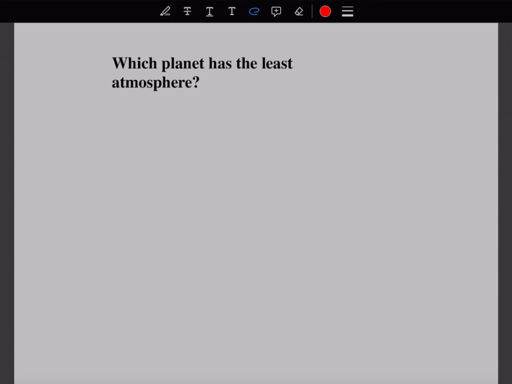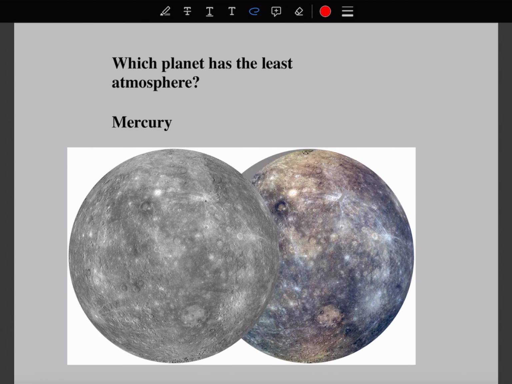Next one, which planet has the least atmosphere? So that planet is Mercury. Because it's the closest to the sun, it has the least atmosphere. And also it has the smallest gravity as well, which contributes to it having the least atmosphere.